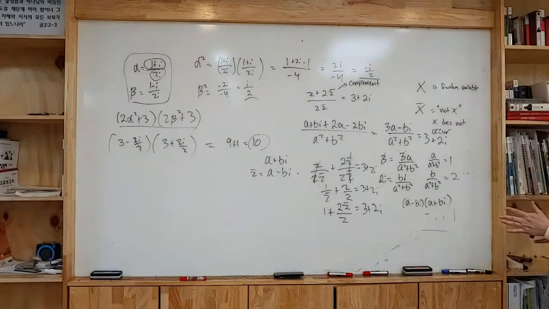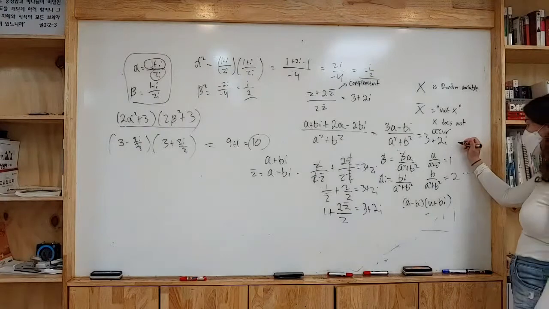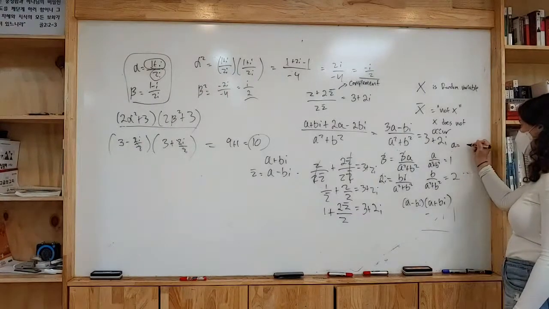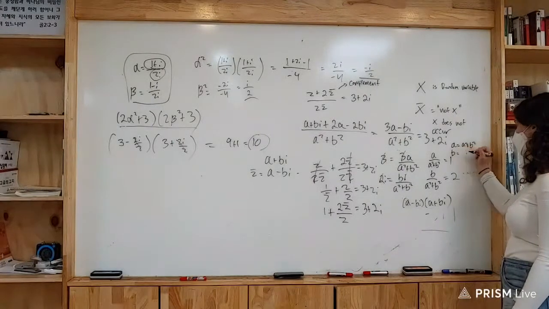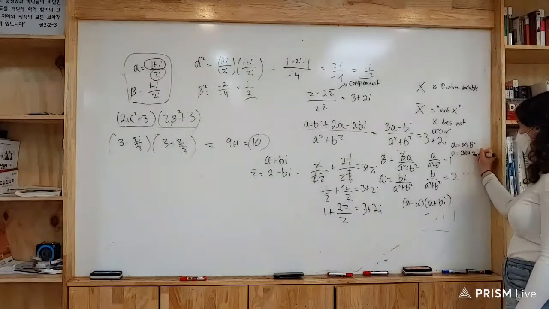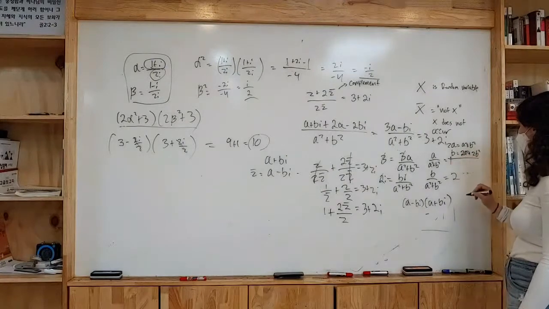Okay, what I'm getting from this is that what I got is A equals A squared plus B squared. B equals 2 A squared plus 2B squared. 2A.